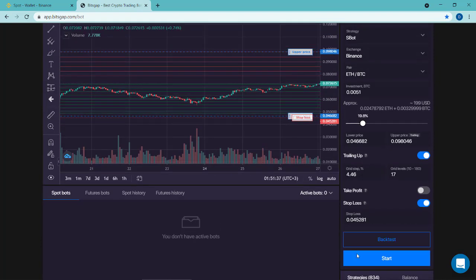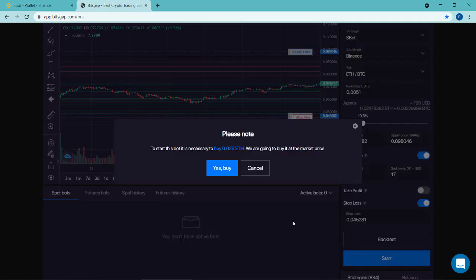Okay, so now we're ready to start it. I press on start, and it says that it's necessary to buy some Ethereum. Why? Because at the moment in my Binance account I've only got Bitcoin, but in order for the grid bot to work, I must also have some Ethereum, because it has these red lines which represent sell orders of Ethereum. So I must have in my account some Bitcoin and also some Ethereum. So I'm going to give permission now for the grid bot to buy some Ethereum on the Binance exchange.